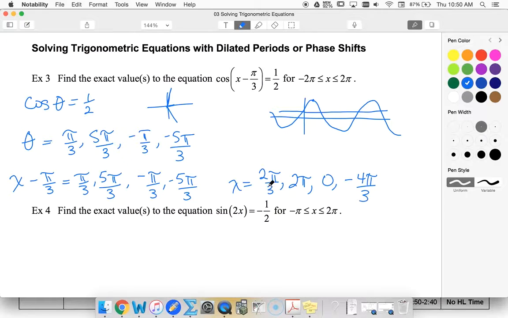2 pi over 3 minus 2 pi gives me this one. 2 pi minus 2 pi gives me this one, but 0 minus 2 pi gives me negative 2 pi. So in the end, I actually have 6 solutions that make this equation true. And we want to make sure that we think about whether we can add solutions once we have shifted the graph.